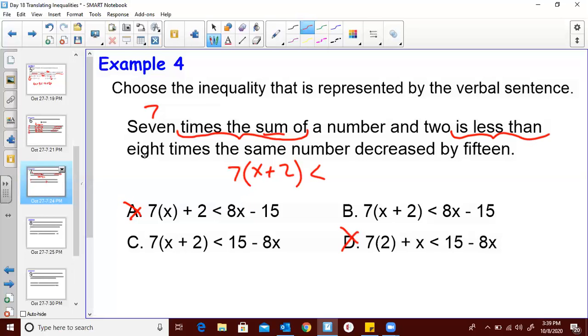All right, is less than 8 times the same number. So 8 times the same number decreased, which is going to be subtraction, and 15. It's important to remember that when you see decrease, that is not one of those backward statements. You're not going to flip-flop it. You're just going to write it straightforward, left to right as is. And you can see that your answer is going to be B.